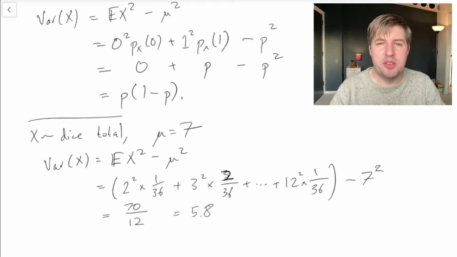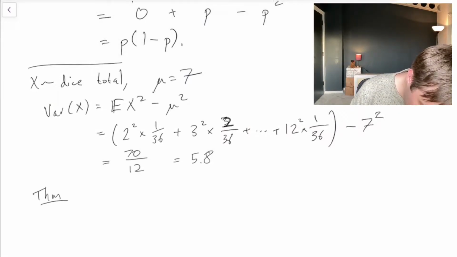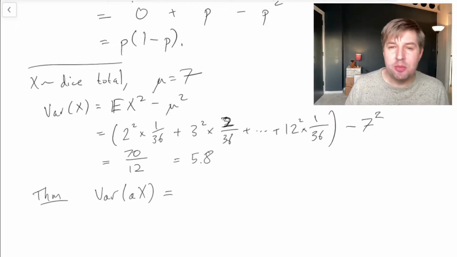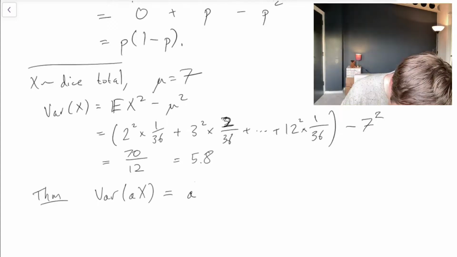So those are just a couple of examples of calculating the variance of some random variables. In an earlier section, we saw what happens to the expectation of a random variable if you multiply it by some number, say A, or if you add some number, say B. So let's look at the equivalent of that for variance. So, theorem: if you multiply a random variable by A, you can bring the A outside the variance, but you have to square it. It is A squared times the variance of X.